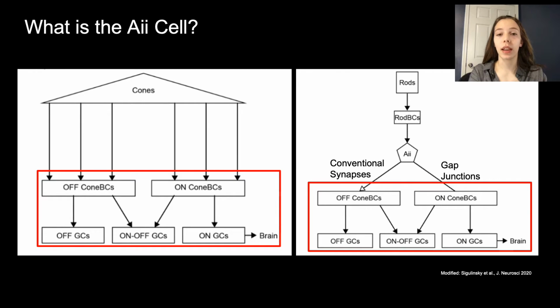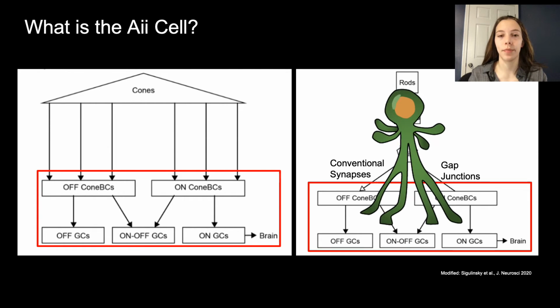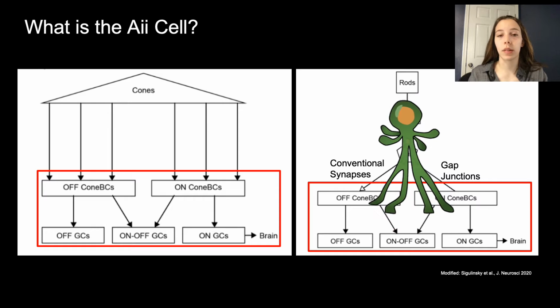In the presence of daylight, cone photoreceptors absorb photons. In the absence of daylight, however, rod photoreceptors absorb photons. Despite having different types of photoreceptors, the latter part of both of these pathways is identical. This is shown in the red boxes. This is where the A2 cell comes in. The A2 cell is unique to mammals.